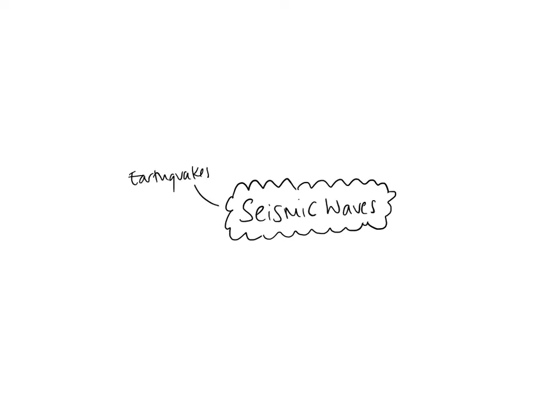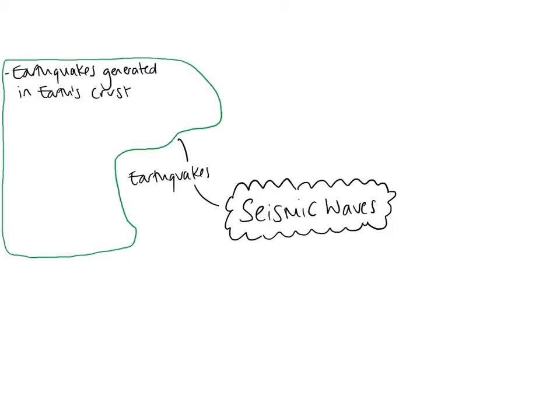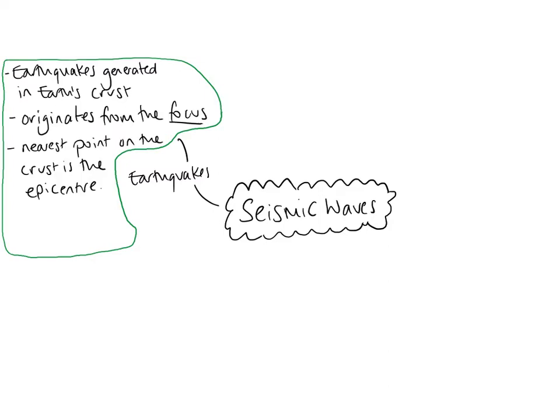The first thing that's linked to seismic waves is of course earthquakes. So what we know is that earthquakes are generated in the Earth's crust. And we say the place that they originate from is known as the focus, and then the epicenter is the nearest point on the crust from where it originated from. And we use seismometers to detect the earthquakes, and that's the thing that gives us squiggly lines that we might use to represent the seismic waves.